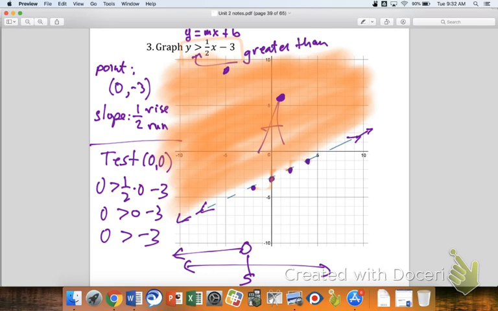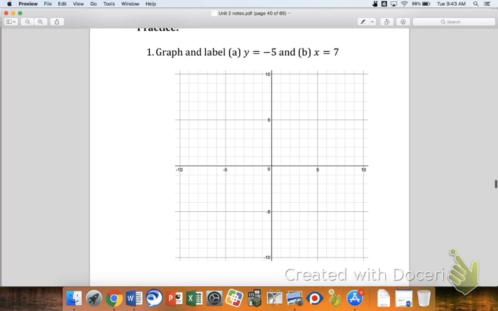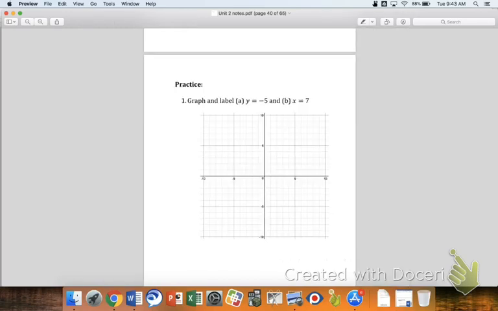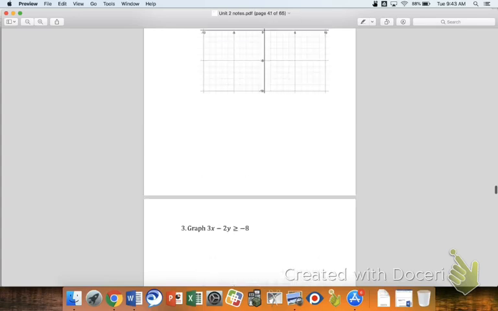Okay? All right, so you guys have a couple of practice questions, and I'm hoping that they'll go really, really well. They are on the next couple of pages here. Number 1, graph and label. On this one, I want you to actually label the lines because I want to make sure that you know which one is which. And then number 2 is quite similar to the one we just did. Number 3, a little bit different.